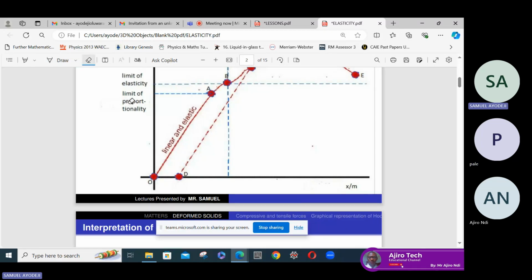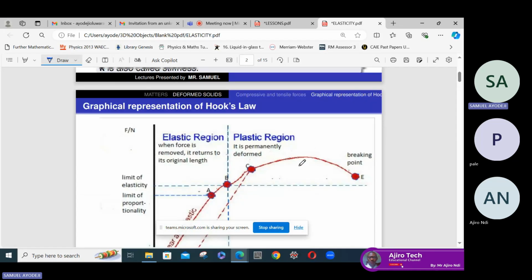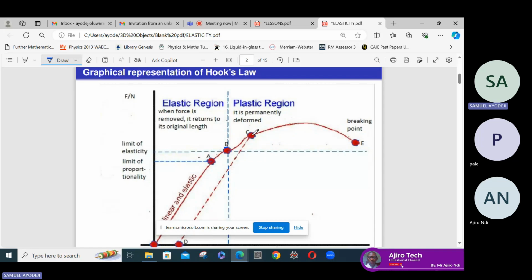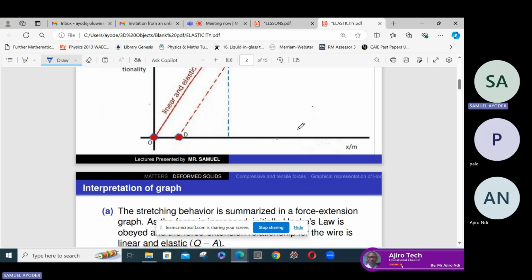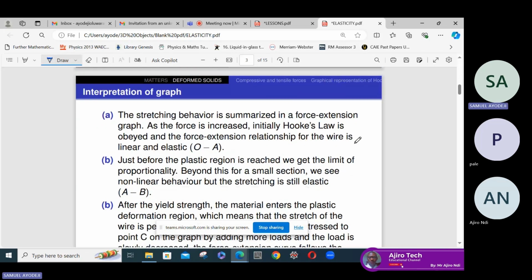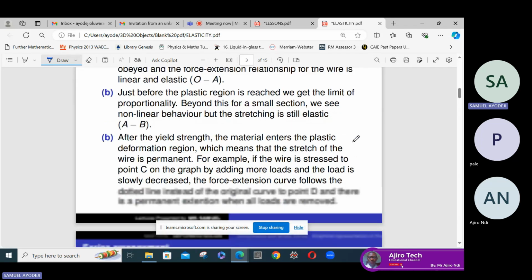So anything beyond that, you have left the elastic region. You are going into the plastic region, whereby the material is not going to return at all. From B to here, the material does not return at all. It has been deformed. So that's what I just explained here in the note.